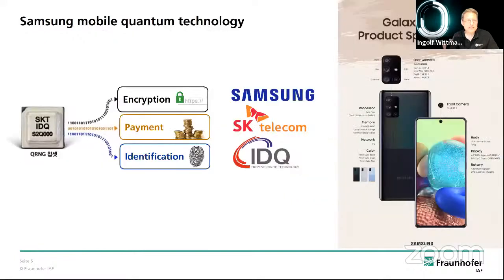A good example here is the newest announced Samsung mobile quantum technology. Samsung was announcing at the end of 2020 a first mobile quantum solution together with ID Quantique, a Swiss company, and SK Telecom, that's a big South Korean telco provider, creating the first mobile phone with quantum technology. The quantum chip on the left side is pretty small.